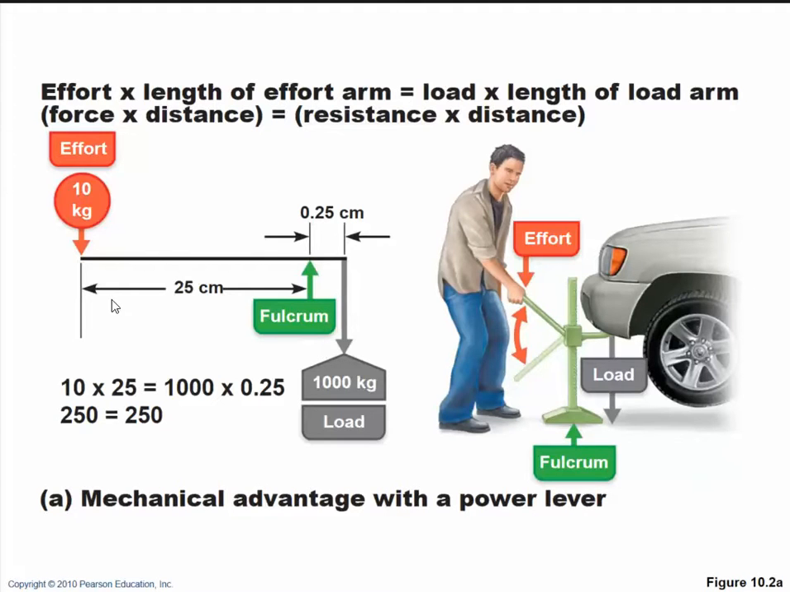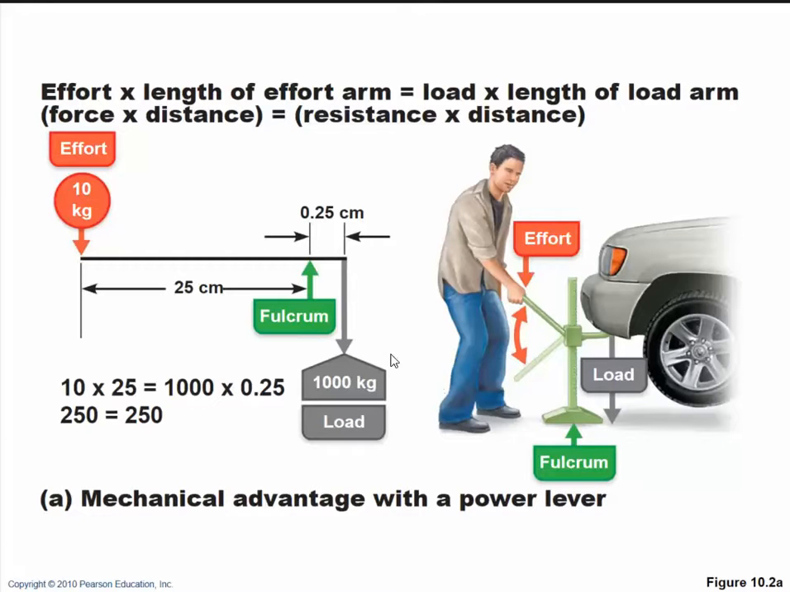So this is 25 centimeters. This is 0.25 centimeters. It is 100 times further. So 10 times 25 is 250, and 1,000 times 0.25 is 250. So they both equal 250. So 10 pounds of force at this end of the lever equals 1,000 pounds of force, or in this case kilograms of force, at this end of the lever.